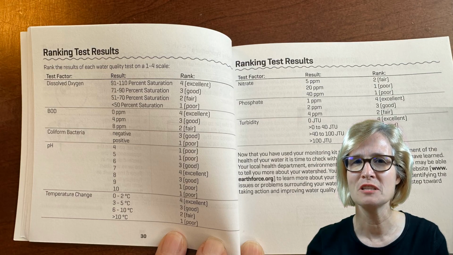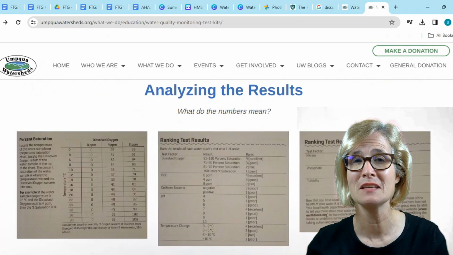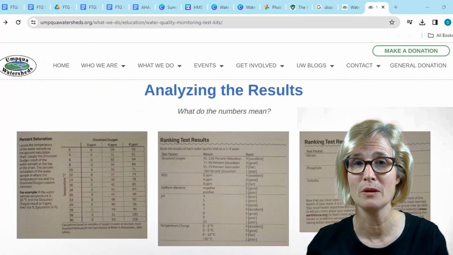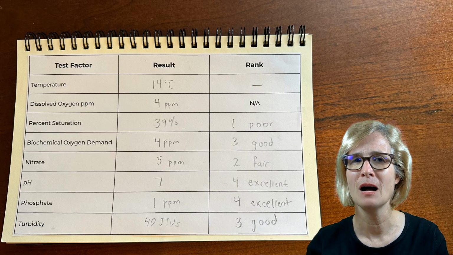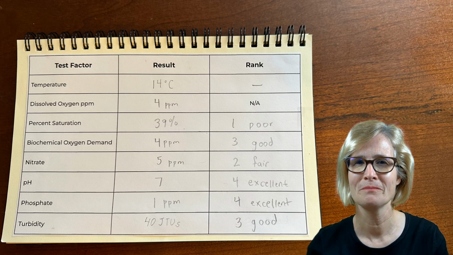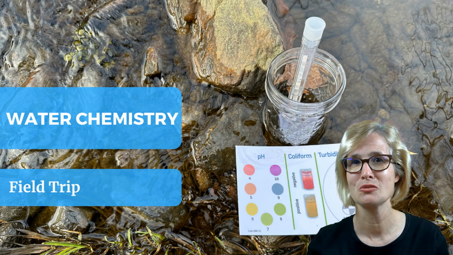Then, go to the table that is found on page 30 of the booklet or in the same section of the Umpqua website. All of the water quality tests are ranked on a scale of 1 to 4. Fill out the column on the data worksheet to rank the water as excellent, good, fair, or poor. Now, looking at the results as a whole, what can you conclude? Is the water quality generally good, or is it impaired? And in what way?